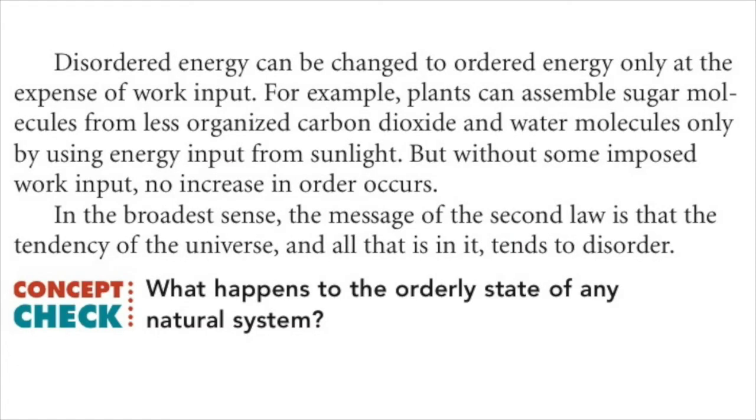Disordered energy can be changed to ordered energy only at the expense of work input. For example, plants can assemble sugar molecules from less organized carbon dioxide and water molecules only by using energy input from sunlight. But without some imposed work input, no increase in order occurs.